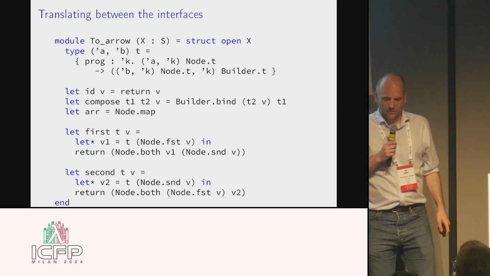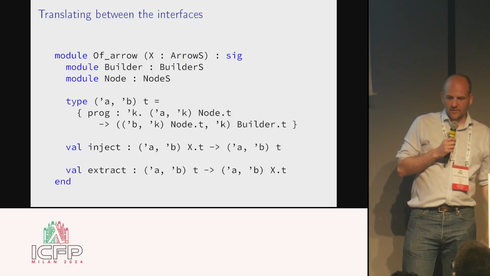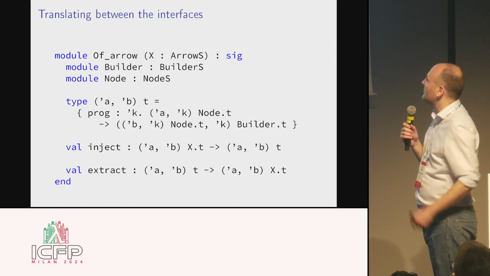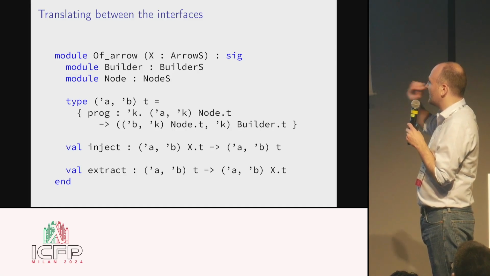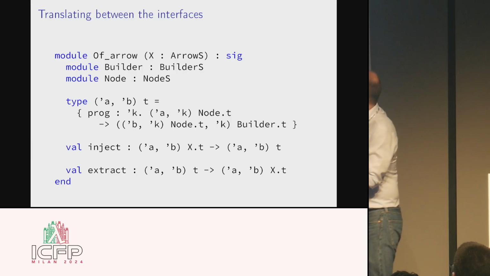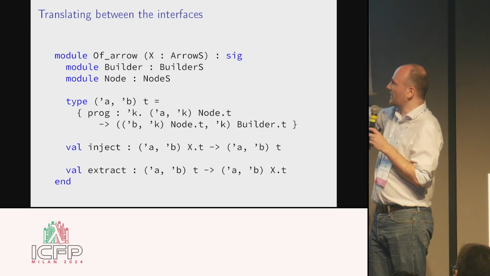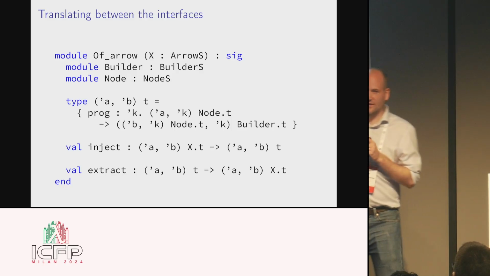You can also implement going the other way. Given an Arrow, you can create a node and a builder such that there is, at the bottom here, an isomorphism between that alpha node to beta node Builder.t type and the original Arrow. And this is an isomorphism by the laws of the various interfaces.